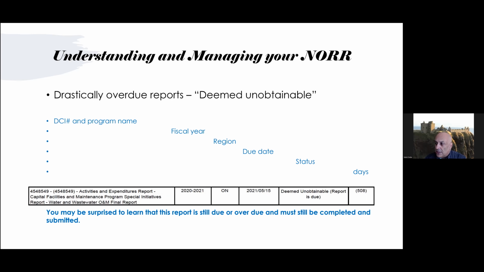Deemed unobtainable does not mean that a report is no longer required to be completed and submitted. It does not mean that funding halts will be released. It simply means that the data from the missing reports will not be used to determine current or future funding eligibility. Again, if ISC can't get this information from you, they cannot use it in allocating current funding.